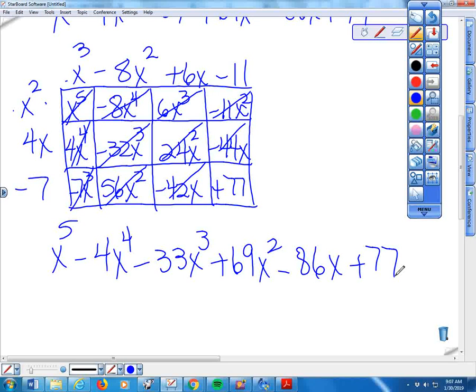These aren't hard. They just take time. I mean, it's no different than foiling before, but now it's just more multiplication. It just looks like more because it's in a box.